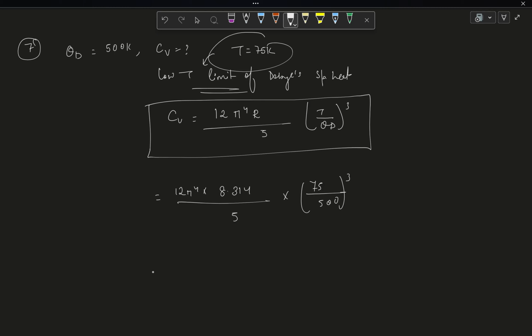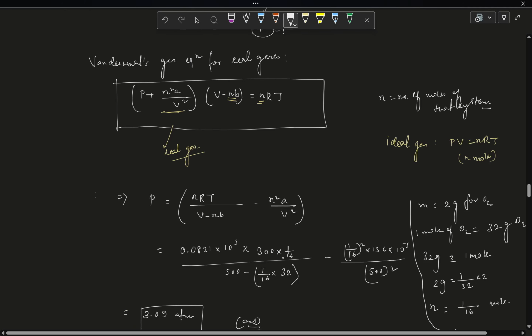So if you calculate this, you will get 6.56 joule per mole Kelvin. So this is our answer. So let us go back.